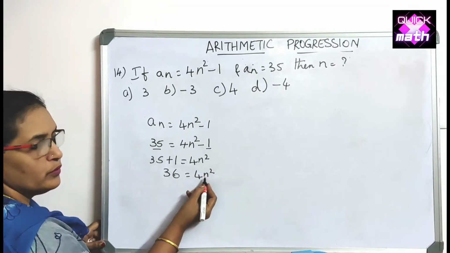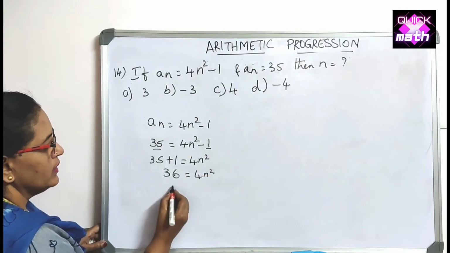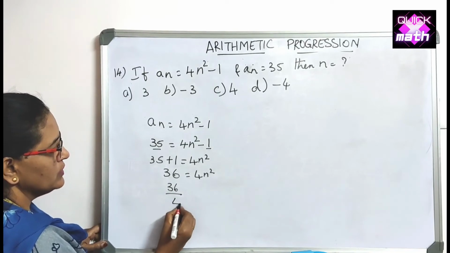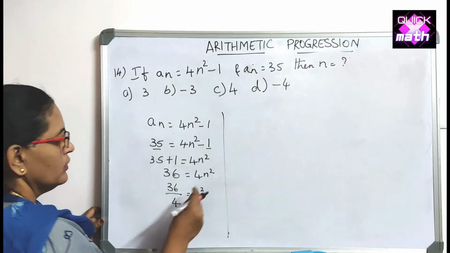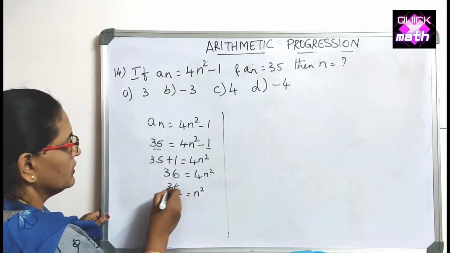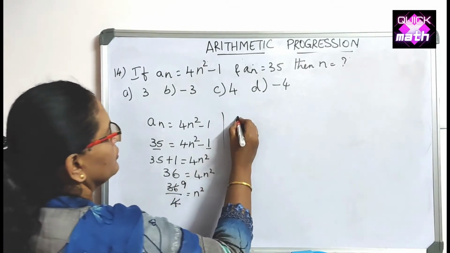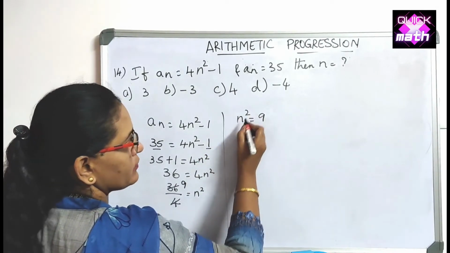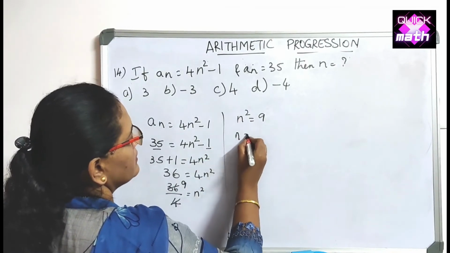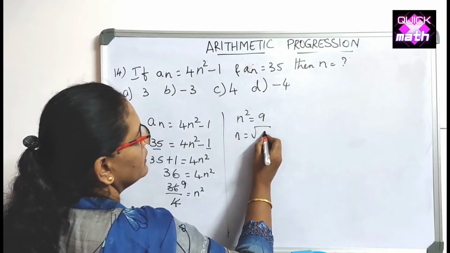Now we don't want 4n square, we want only n square. So what are we doing? We are bringing this 4 down, so that becomes n square. 4 goes in 36 9 times, so n square value is 9. Now we don't want n square, we want n. So n is equal to, the square will become the square root.